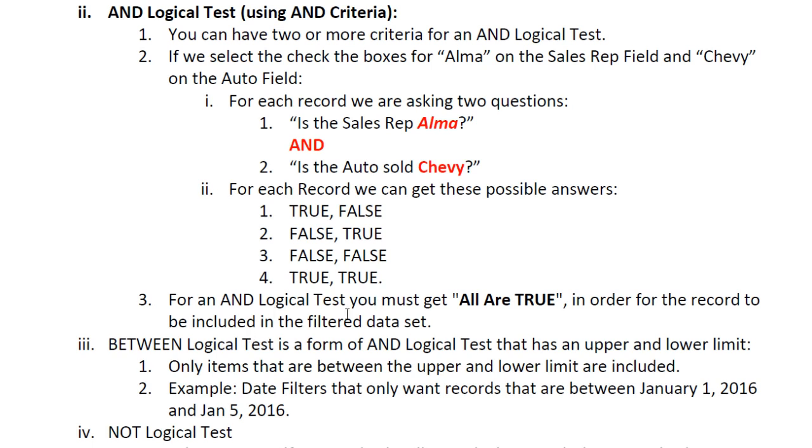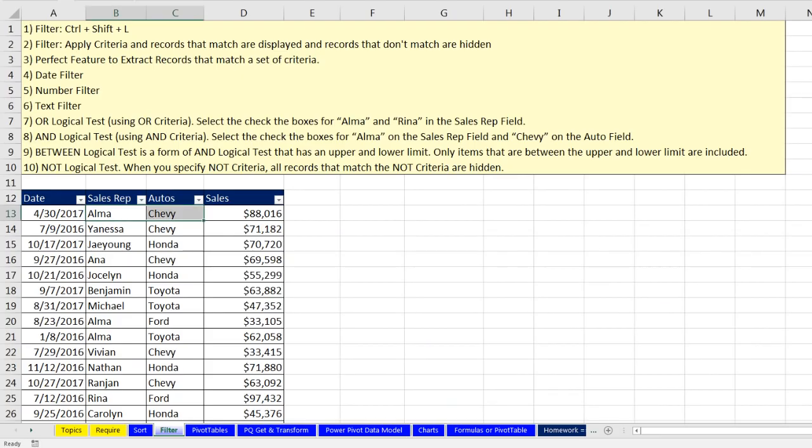Now, for AND logical tests, we must get all are true. In this case, both are true, right? But we could easily have an AND logical test where we have 3 or 4 or 5 conditions. That's why we say when we're doing an AND logical test, we must get all are true in order to take that record for filter. Now, again, we will see OR and AND logical tests in basically everything we do in this class moving forward. All right, I'm going to Alt-Tab.